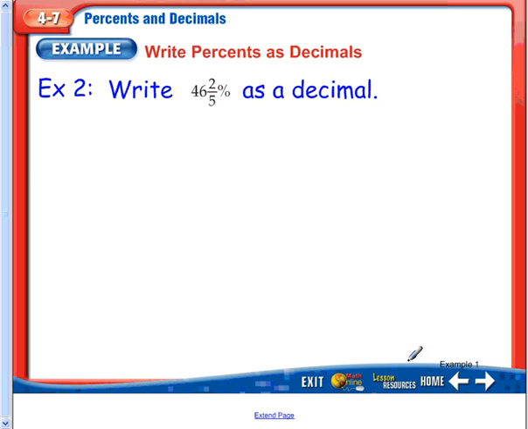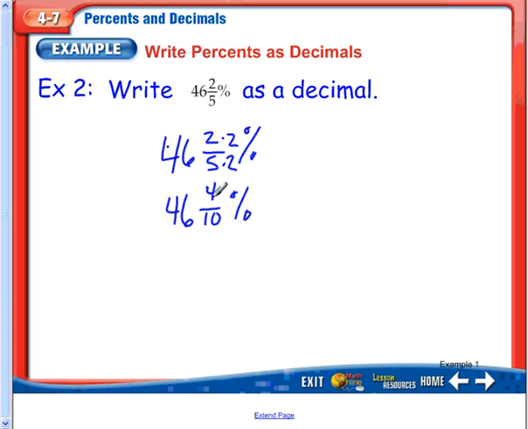In example number 2, we need to rewrite a mixed number percent as a decimal. So the first thing we need to do is write 46 2/5%, and we need to change 2/5 into a decimal. So if you multiply both the numerator and denominator by 2, we get 46 4/10 of a percent. And we know that 4/10 written as a decimal looks like 46.4%.